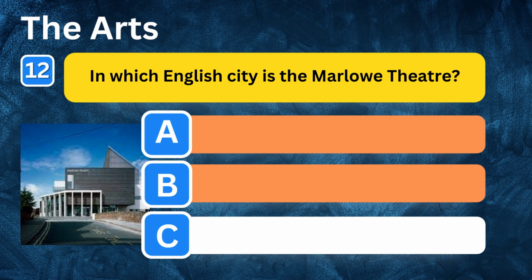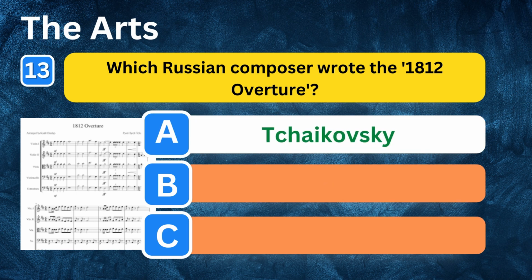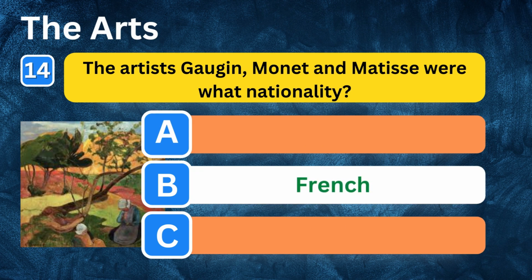Question number 13. Which Russian composer wrote the 1812 Overture? Was it Tchaikovsky, Stravinsky, or Borodin? And the answer was Tchaikovsky. Question number 14. The artists Gauguin, Monet and Matisse were what nationality? Were they Dutch, French, or Belgian? And the answer was French.